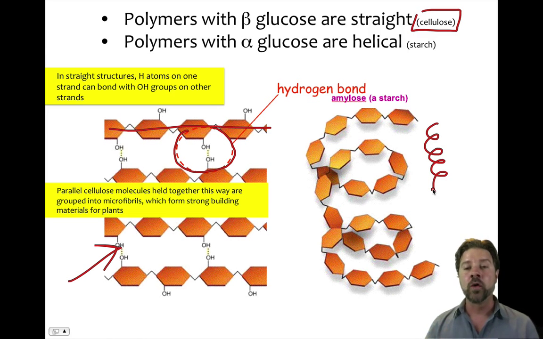and this helical shape is susceptible to enzymes that do that hydrolysis thing we were talking about before, where if something needs sugar, you can break this bond here very, very easily, especially with the help of an enzyme, and there's no problem getting to the interior of the molecule. There's a lot of space there.